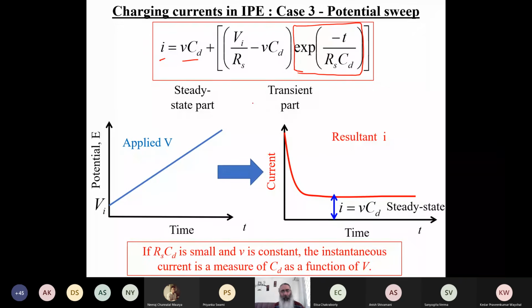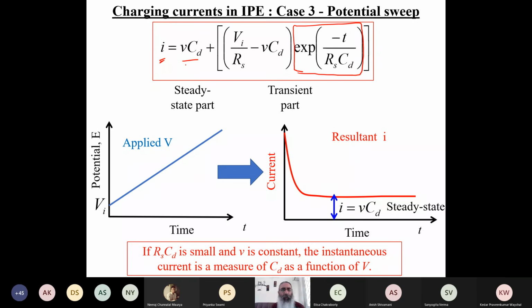And that is why we have stressed that Rs Cd is what is called the time constant of the circuit, and it determines certain very intrinsic physical properties of the system. We will shortly see that. Okay, so coming back to this argument of potential sweep, we see that now we can write our total current in terms of a component which is independent of time.